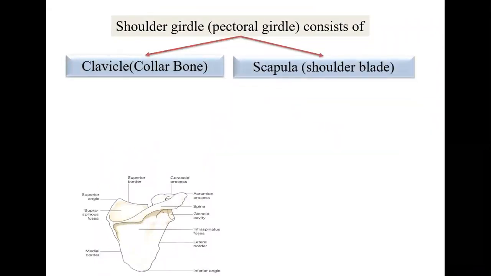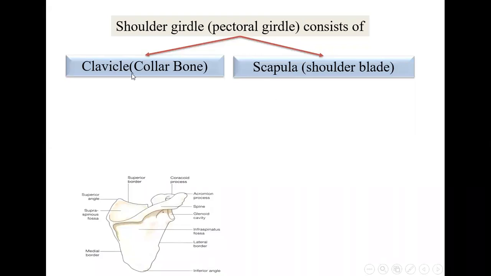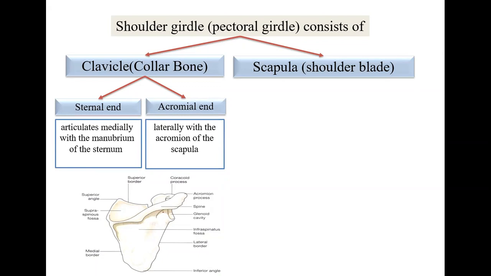Now coming to the shoulder girdle, which is also called the pectoral girdle. It consists of two important bones: the clavicle and the scapula. The clavicle is also called the collar bone, and the scapula is the shoulder blade. This is the scapula here, and the clavicle. The clavicle, if you see, has two parts, the sternal end and the acromial end.